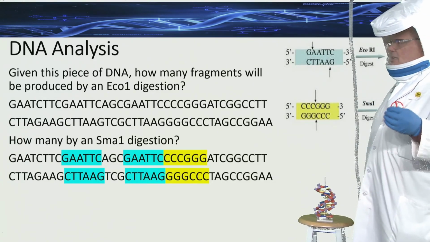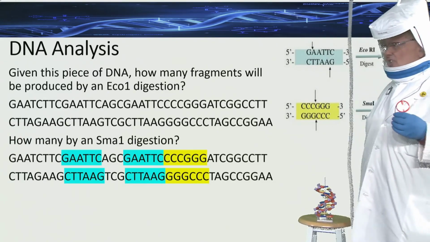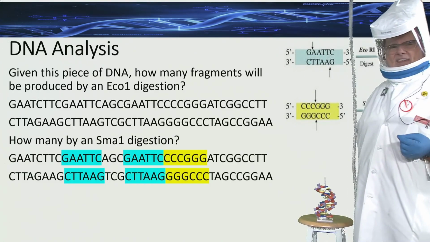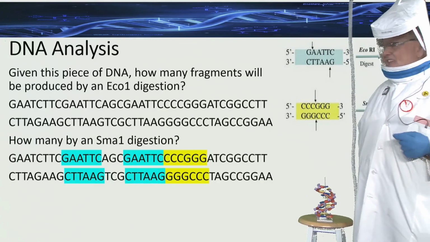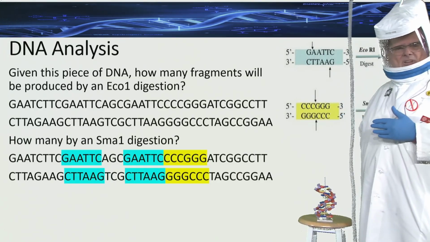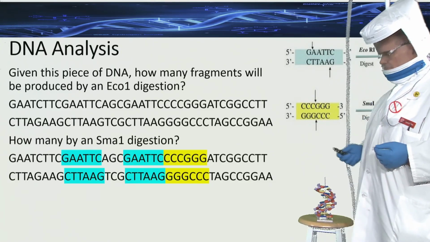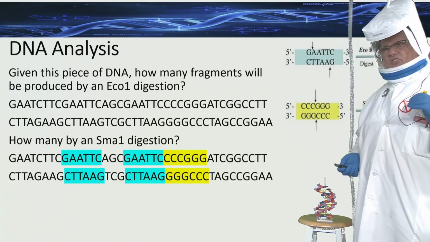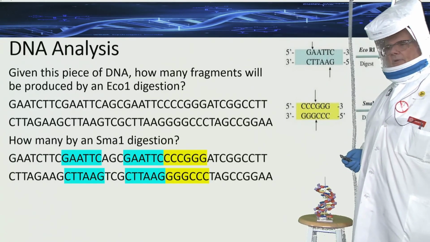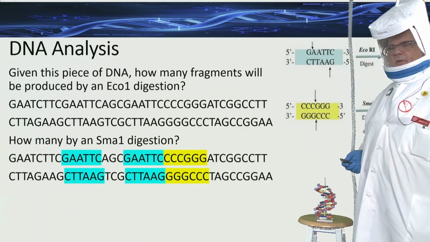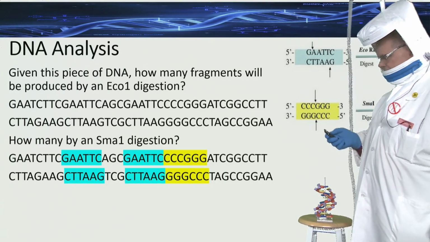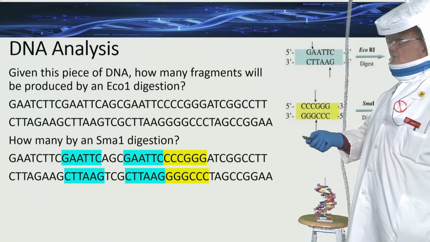For the SmaI digestion, which is shown in yellow, there's only 1 site where it'll digest. And so that will break it into 2 segments of different lengths. Any questions so far on that? Okay, we'll move on.